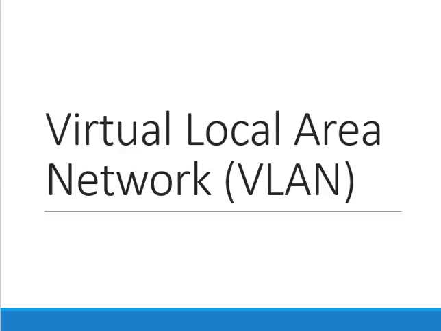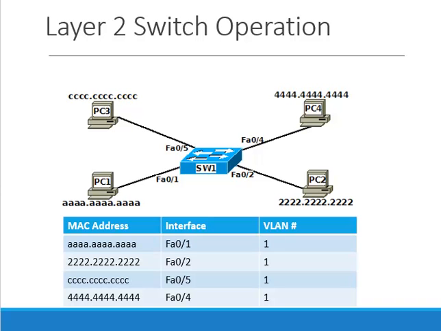All right, here we're going to look a little bit at switch operation and virtual local area networks, or VLANs. So right now this switch, let's say it's out of the box, default config, everything's in VLAN 1 because it is by default. All interfaces are in VLAN 1. Right? PC 1 wants to send something to PC 4.